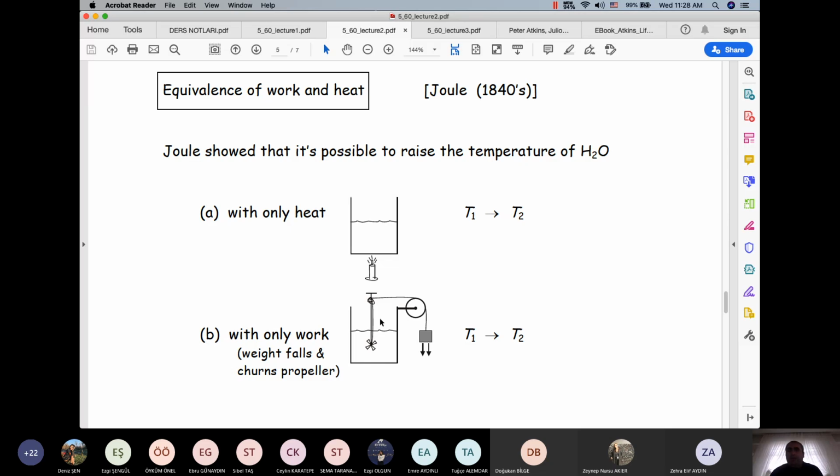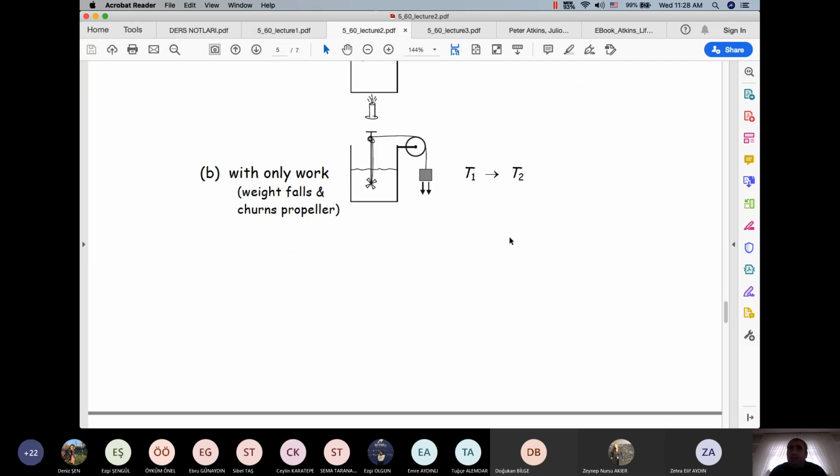Ya da sisteme sadece bir karıştırıcıyla bu şekilde karıştırmış. Bu weight de aşağı doğru gittiği için bir iş yapmış. Yani sisteme sadece iş uygulayarak da sıcaklığını değiştirebilmiş. Sisteme sadece heat uygulayarak da sistemin sıcaklığını değiştirebilmiş, T1'den T2'ye.